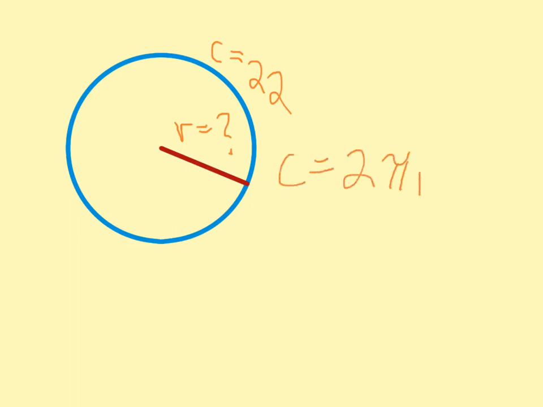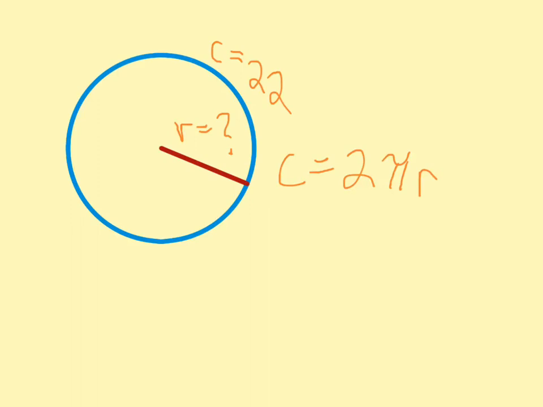Let's find the radius of a circle given the circumference. Well, if I have a circle and I tell you that the circumference is equal, let's say, 22, and I want to know the radius, what can I do? Well, I know C equals 2 pi r. And it's good to write that formula down every single time.